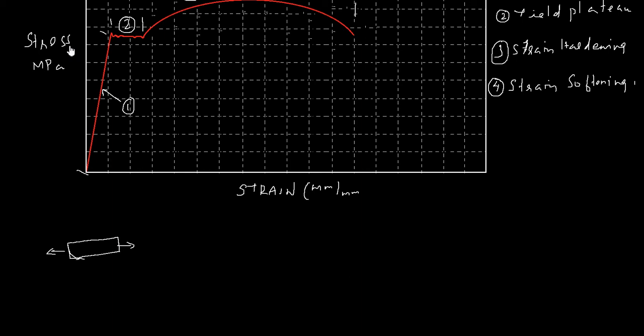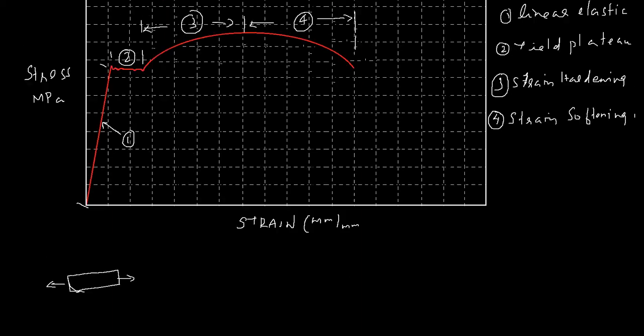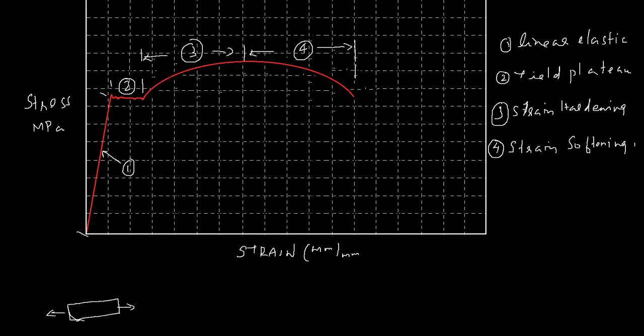Yield plateau is the region where the strain is getting hardened, and that starts at the beginning point here. Sorry, the end point here, the strain hardening. It is not very clear where actually this point will occur.